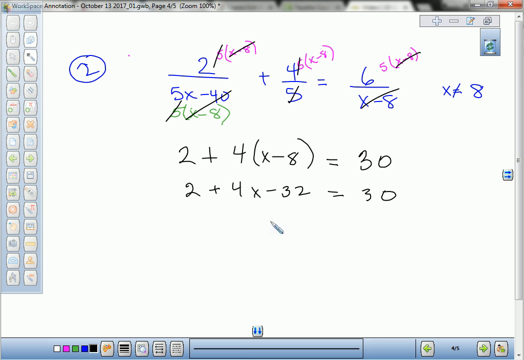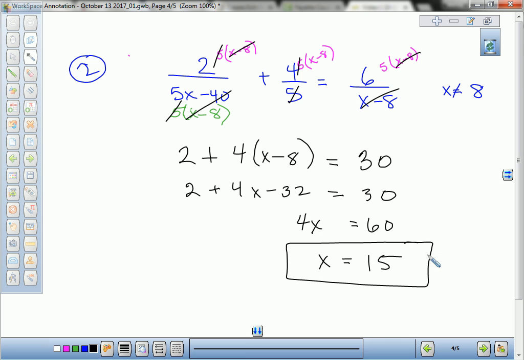So that's negative 30. When I move it to the other side, it's positive 30. So 62 equals 4x, and x equals 15. Which is not excluded, and therefore my solution. Make sense?